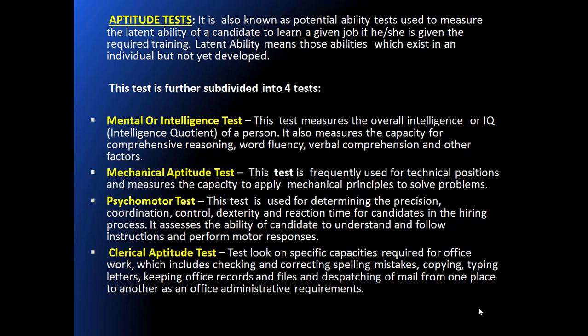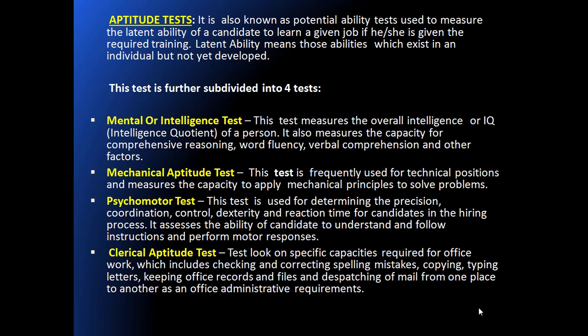See, the aptitude test is also known as a potential ability test, and it is basically used to measure the latent ability of a candidate to learn a given job if he or she is given the required training. Latent ability means those abilities which exist in an individual but are not yet developed. So aptitude tests basically want to test whether an individual can learn those skills and enhance the ability or skills which are in him but not completely developed yet, right?